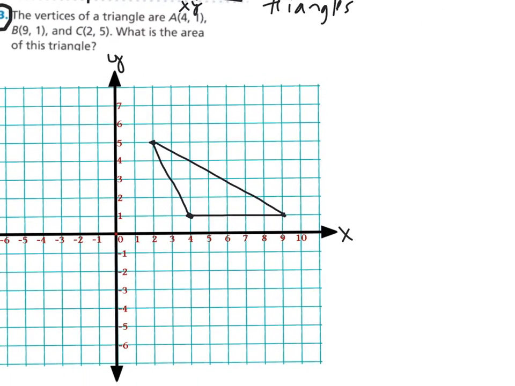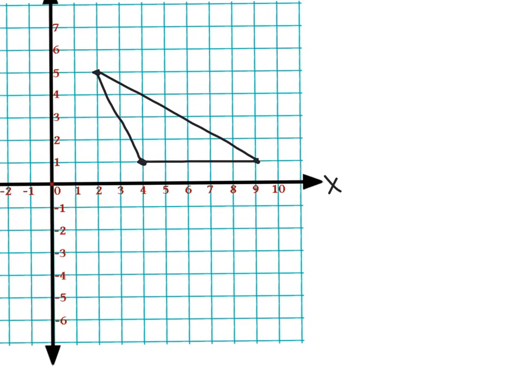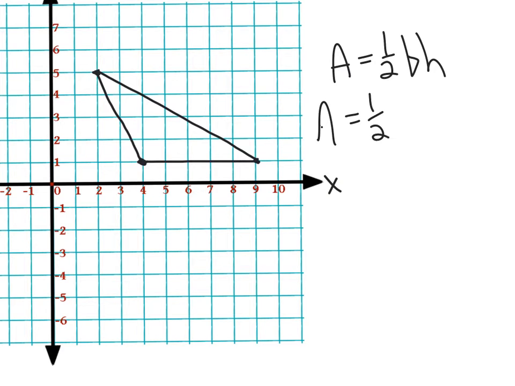So once we've drawn this, then we're going to try to find the area. So we'll start out with our formula. Area of a triangle is 1/2 base times height. Then what we have to do is just count the squares to figure out what the base and the height are. So the base on this, we're looking at the bottom of the triangle.